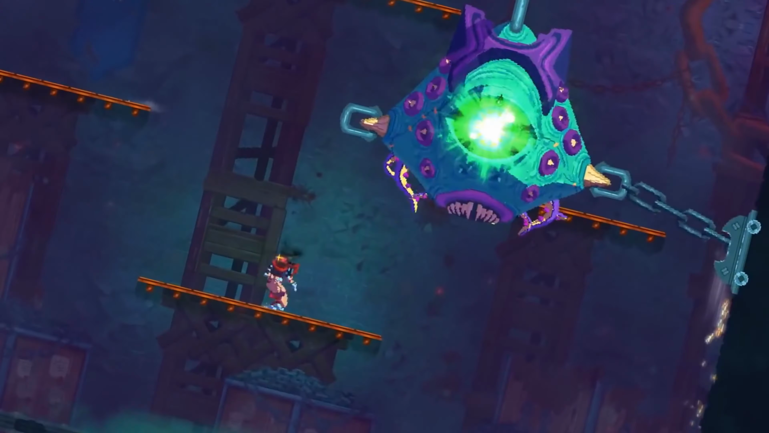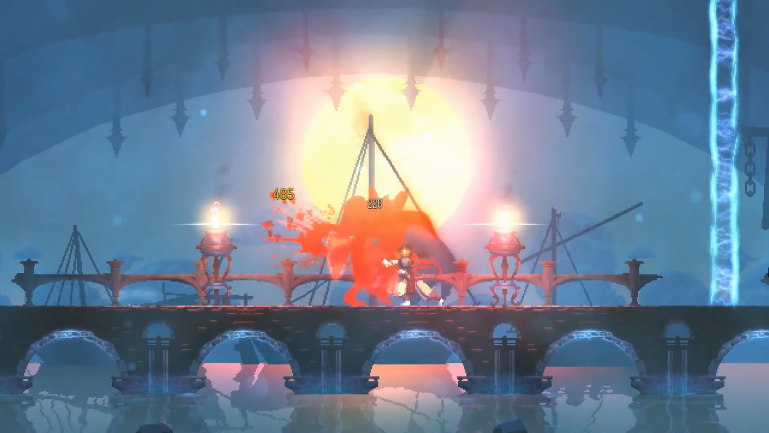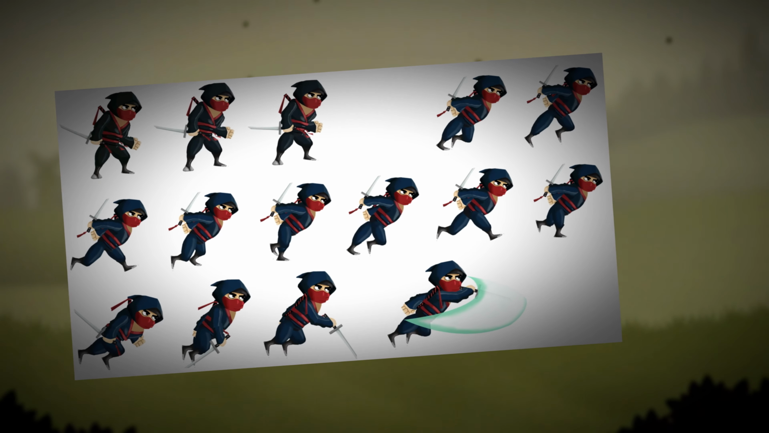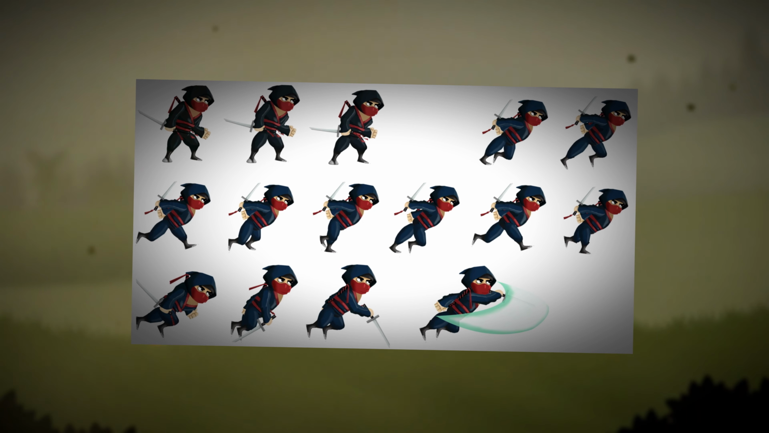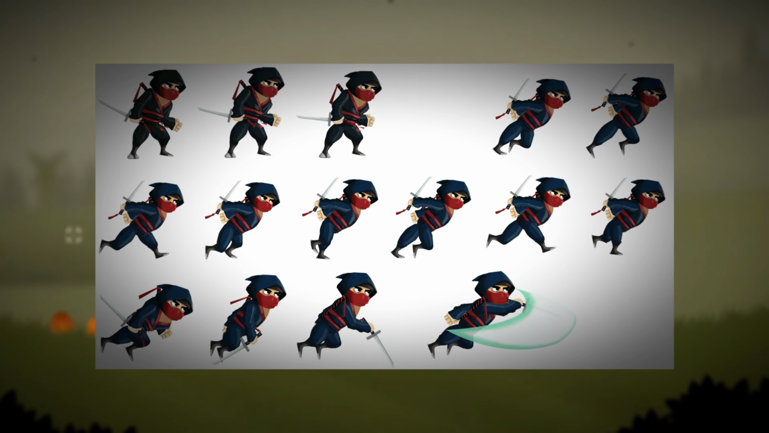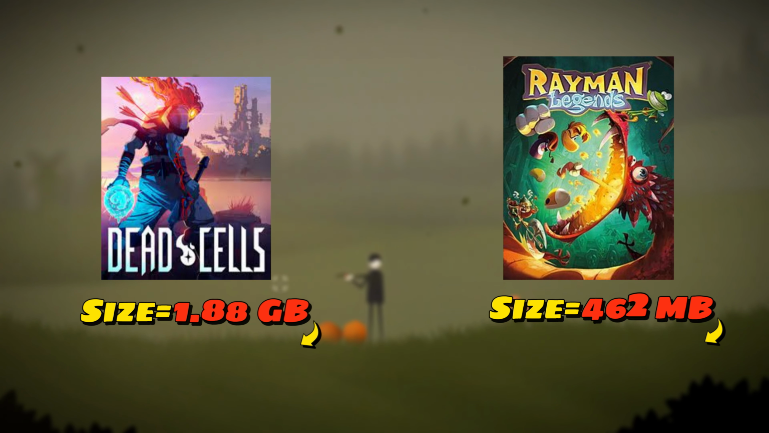For instance, you cannot dynamically control the animation. For example, if the player is aiming at a target, the animation cannot dynamically adjust to point in that direction. Additionally, frame-based animation requires more storage space because you have to store image files for each action. Therefore, most games that use frame-based techniques are pixel games. For example, Dead Cells uses a frame-based approach, resulting in large file sizes, unlike Rayman Adventures, which uses bone-based animation.